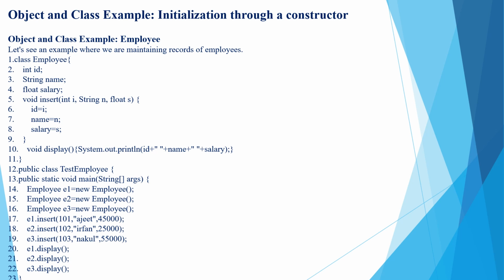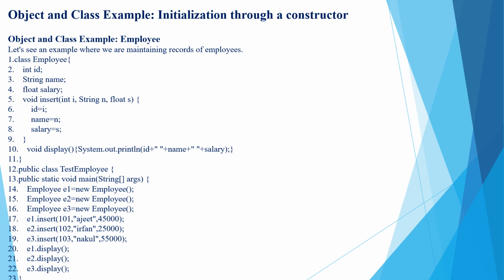Another example of object and class, again where we are using a constructor. Here I am not taking the Student one, but another example, that is maintaining the records of employees. Let us see an example where we are working with the records of employees. So we are having the class Employee getting created. It contains the fields id, name, salary.